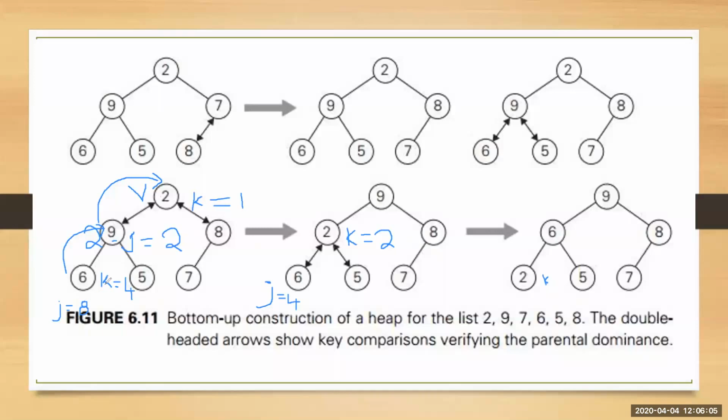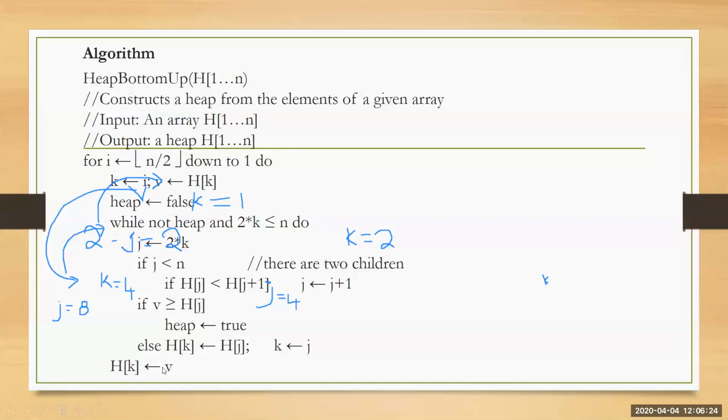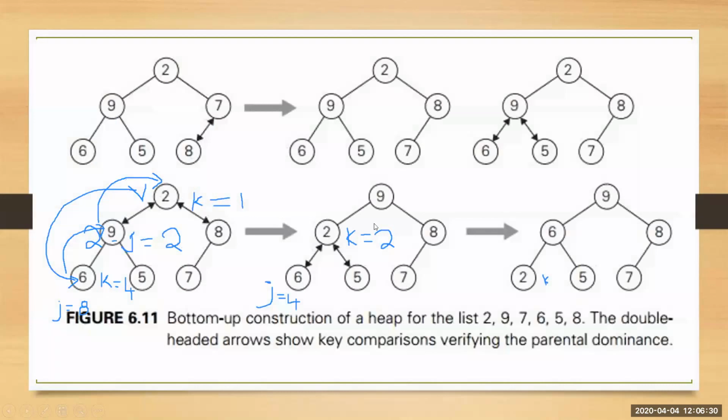The last step is, it comes out of the while loop, and finally whatever is there in v gets stored in k. There is one statement at the end, h of k is equal to v. So that 2 comes and gets stored in h of k. That is how you get the final step here. 9 gets moved to root, 6 gets copied to the root of this subtree, and 2 comes here. So this is how the algorithm works. I hope you understood this. If there is any doubt, you can please ask.